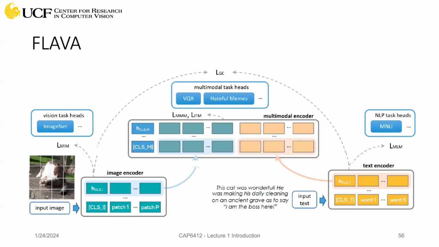So now the main thing here is this multimodal encoder. So you take these image encoder tokens and text encoder tokens and you put them in here, and then this encoder is trained with VQA or other multimodal tasks, hateful memes and so on. So that is the FLAVA system.